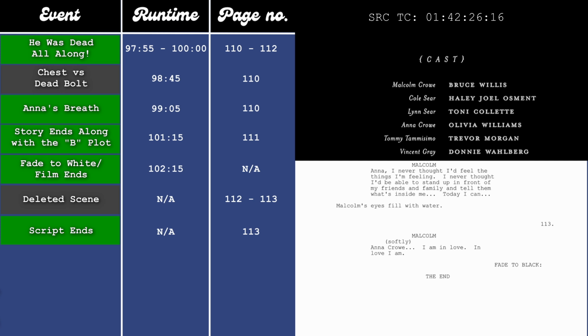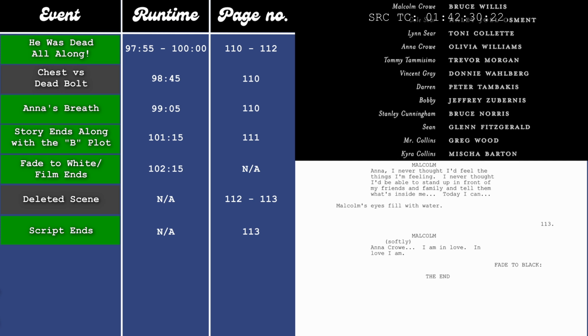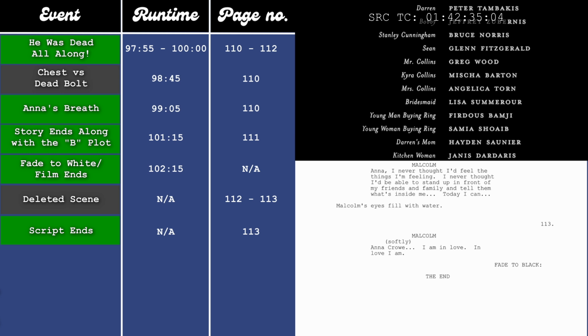I'm not sure if I completely agree with that, but I do feel that even though that end section is nice, it does feel a little bit tacked on. Pace-wise, I think it makes more sense to end with the fade to white.